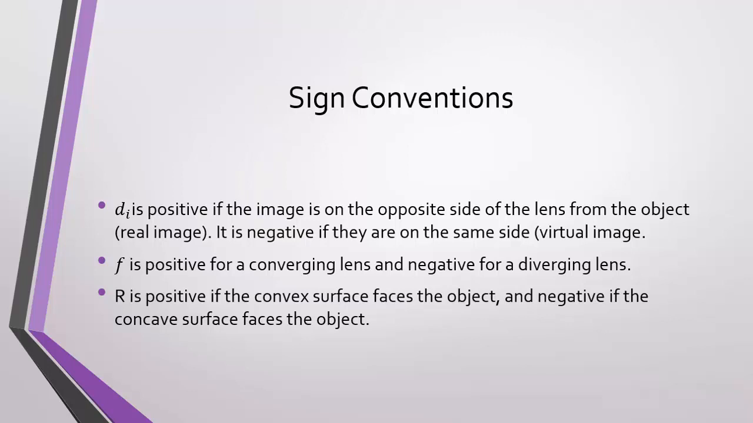And just some final rules to help keep things straight. Image distance is positive if the image is on the opposite side of the lens from the object. So that's going to be your real image. And it's negative if both the image and the object are on the same side. The focal length is positive for a converging lens and negative for a diverging lens, kind of related to that opposite sides and same sides idea. And then along those same lines, you've got a positive radius of curvature if the convex surface faces the object, and it's negative if the concave surface faces the object.